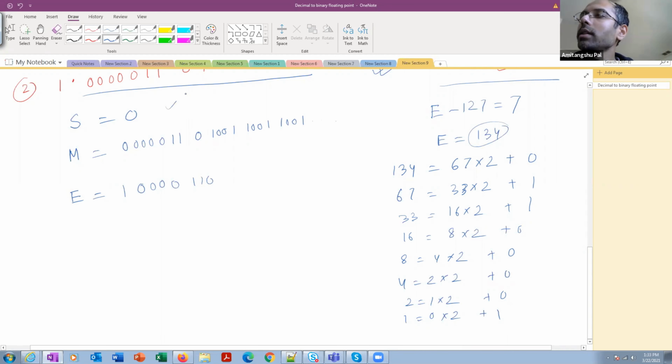So you got your sign, mantissa, and exponent fields. Now you can easily write the binary number. Let me just erase this.